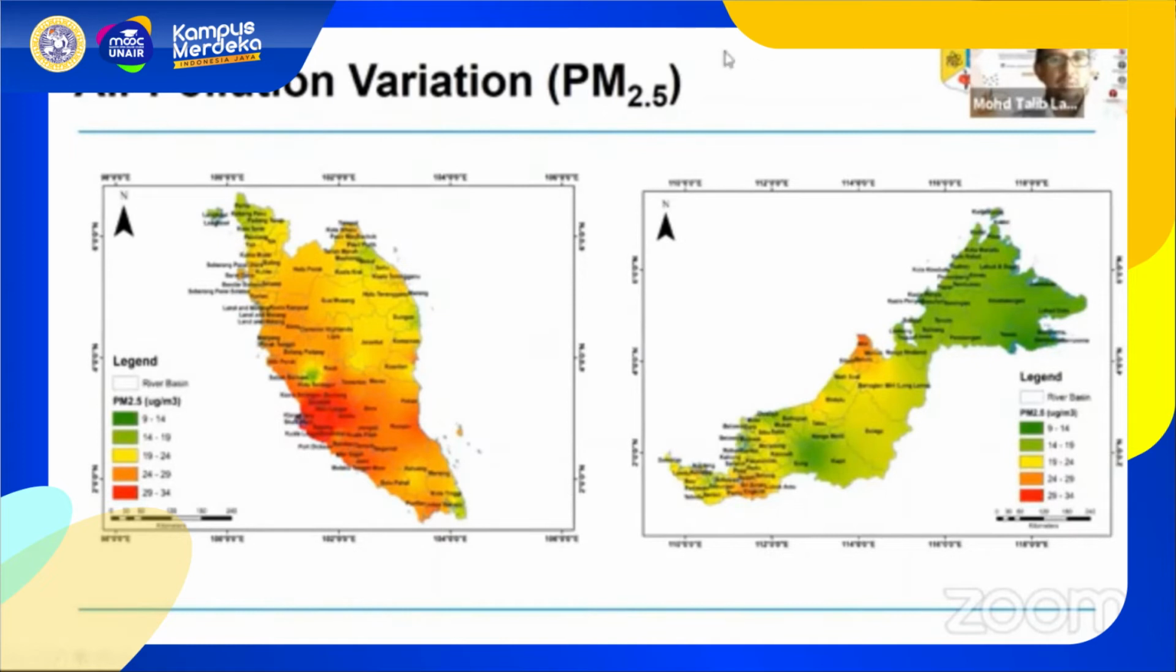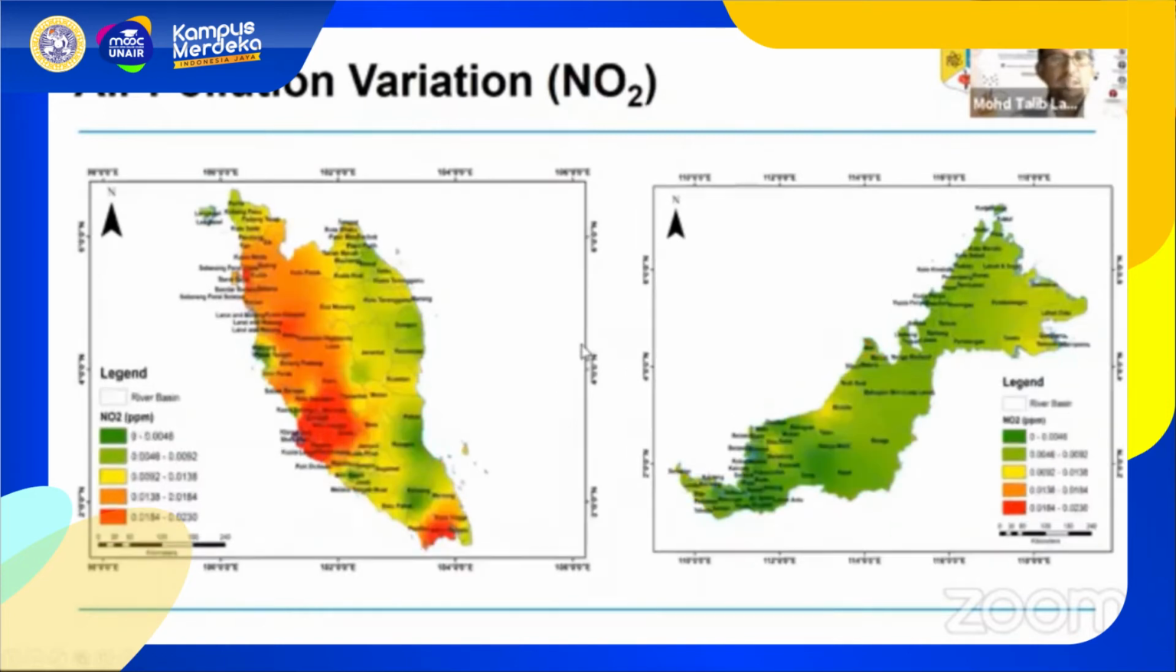This is PM2.5. You can see the average for one year. Here the locations are almost similar to PM10, which is still in the Klang Valley area. It actually recorded the highest concentration of PM2.5, and this one also Miri. Sabah is actually quite clean because of less influence from biomass burning.